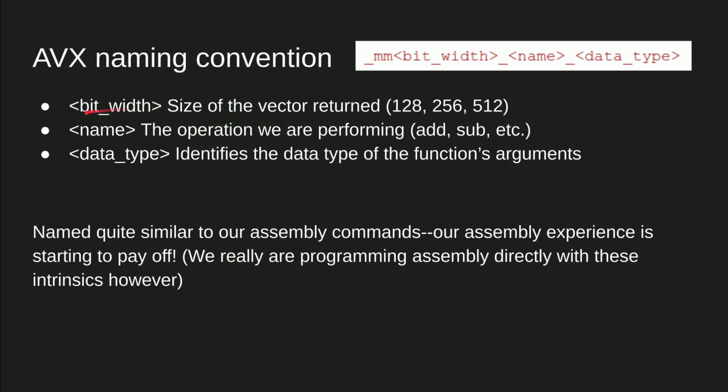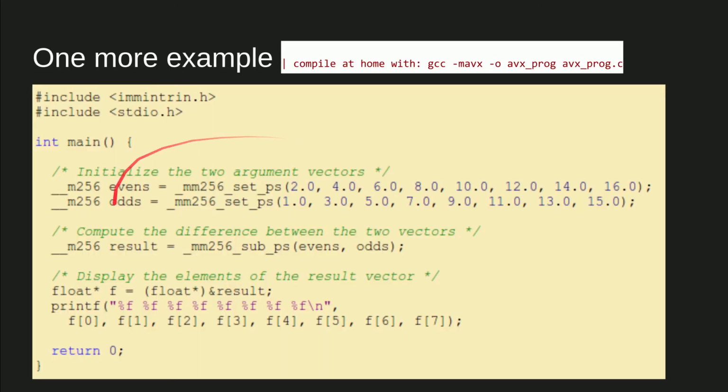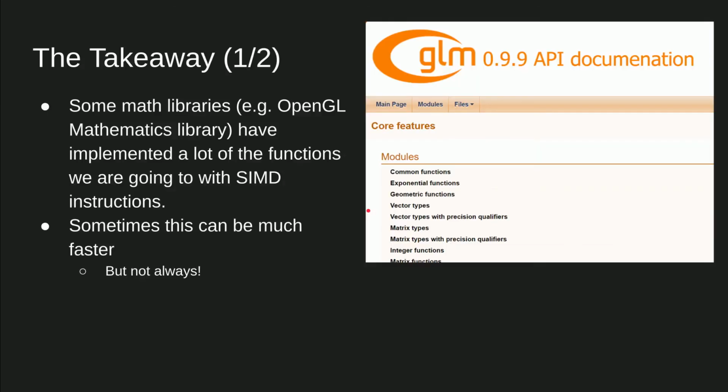Okay. So again, in the actual instructions that you'll use, the function has an underscore mm, the bit width, so usually 256, underscore the name, so this will be like add, subtract, multiply, or whatever, and underscore, and then the data type. So this will be something like PS if you're working with floats, or D if you're working with doubles, or SI if you're working with signed integers, or these kind of things, okay? So here's just another example of it. You've got some of these ready to go for you in your lab if you need them, but that's it, okay?